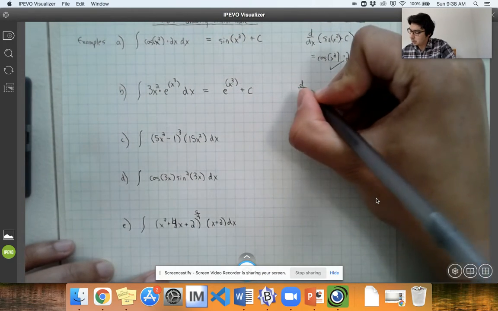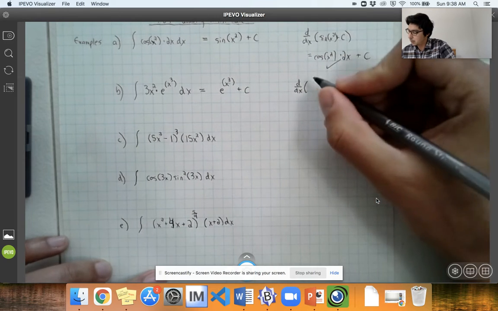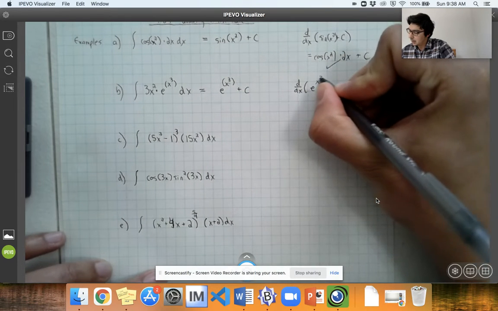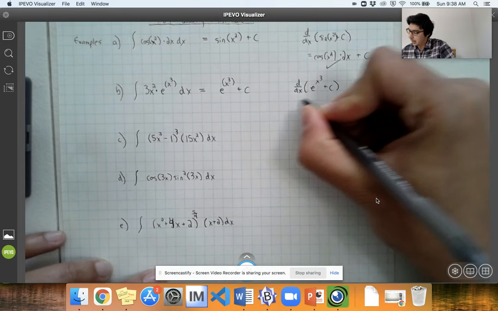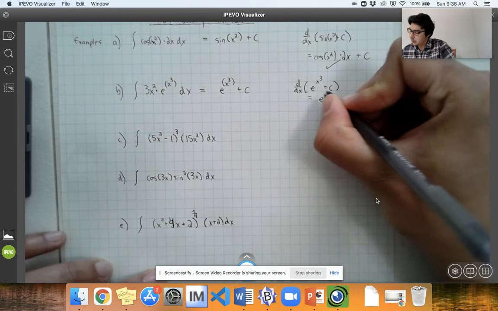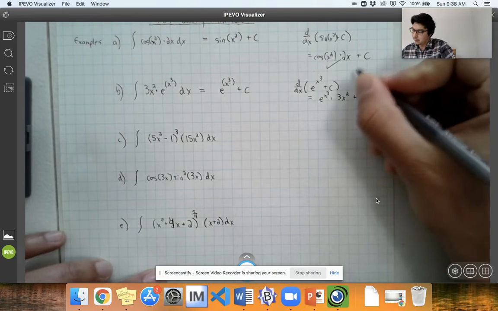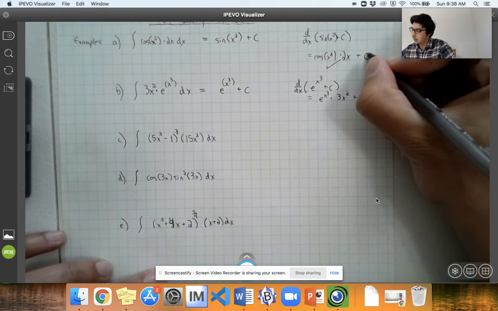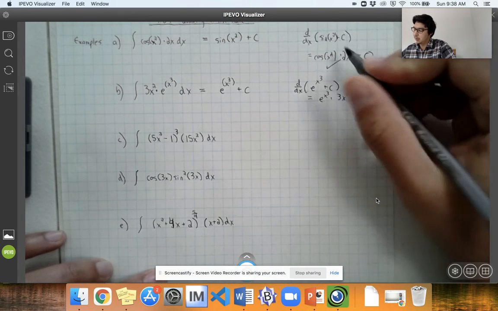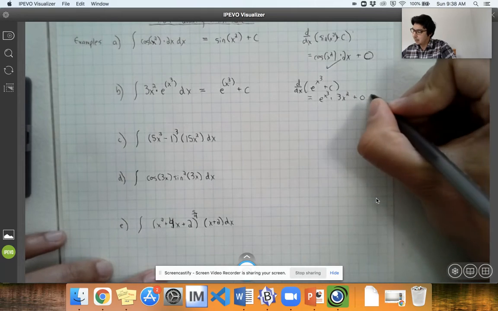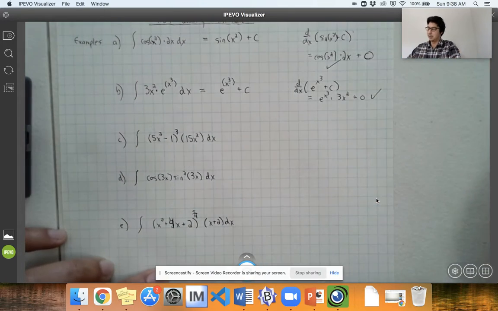All right, and again, let's check. So what's the derivative with respect to x of e to the x third plus c? Well, that's going to give me the function itself times the derivative of the inside, which would be times 3x squared, plus 0, of course, with the c. That should be plus 0, by the way. Up there, the derivative of c is 0. And that works out. It's exactly what we should have gotten.